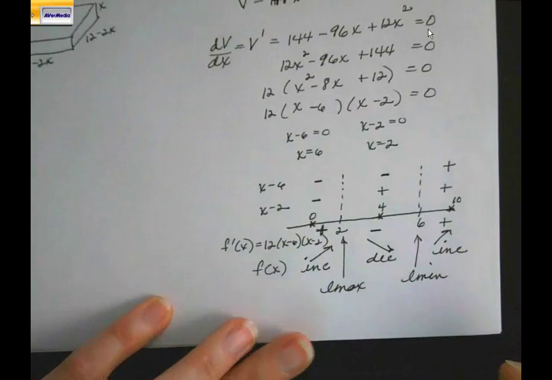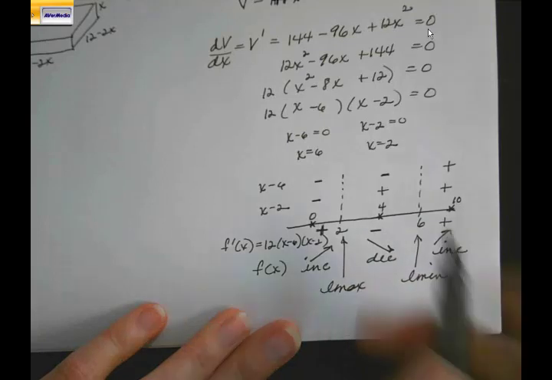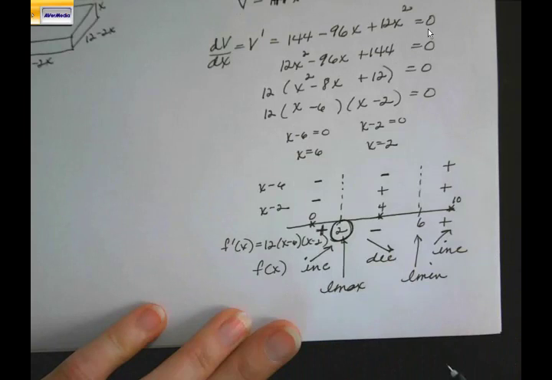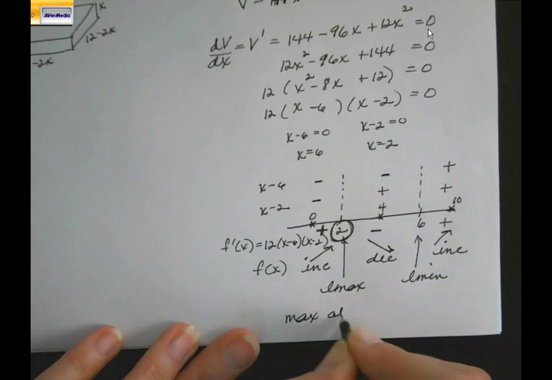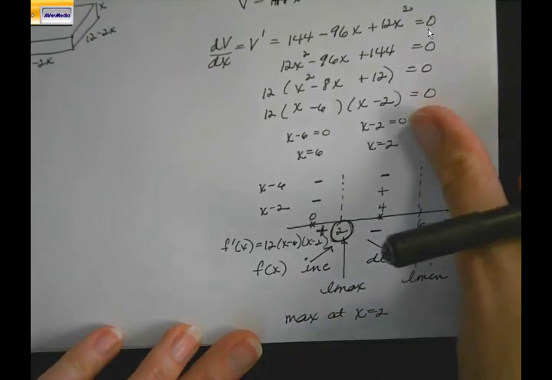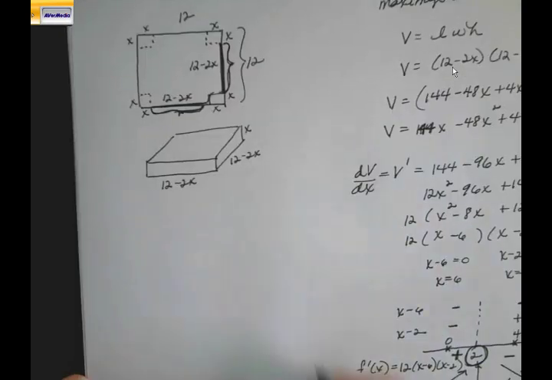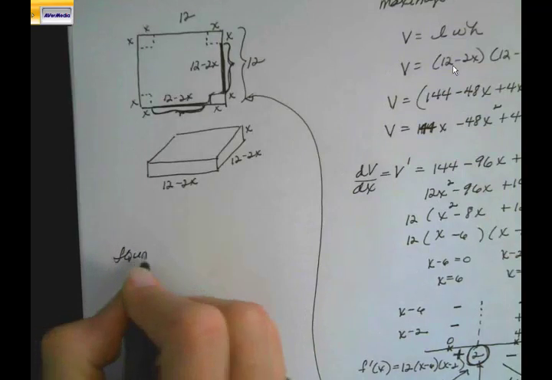Now the question said maximize the volume. So we're looking for the max, and the max is occurring at a value of 2. So it looks to me like we should be maximizing this function at an x value of 2. And the question said, how large should the squares cut from the corners be to make the box hold as much as possible? If that is my max, this x value is that little amount we cut out of the corners. So the little square should be a 2 by 2.